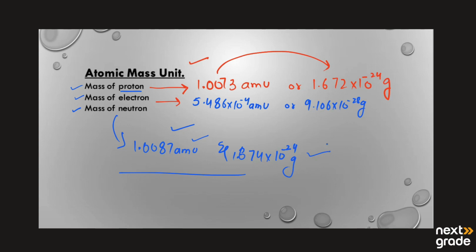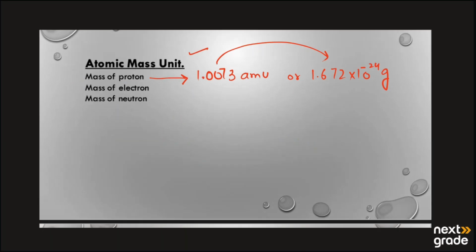I hope you guys understand about the relative atomic mass and the atomic mass unit. Relative atomic mass is related to the average mass compared with carbon 12, and the atomic mass unit is the unit to express the average atomic mass or relative atomic mass.